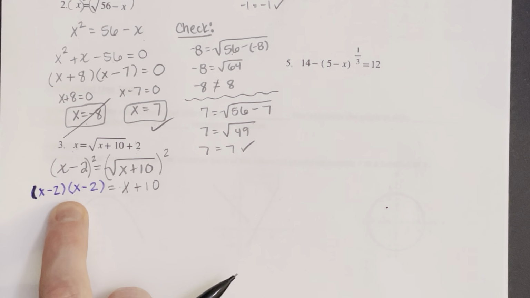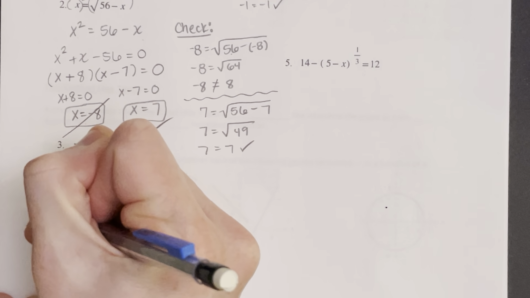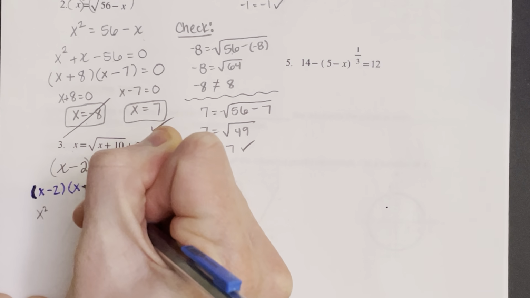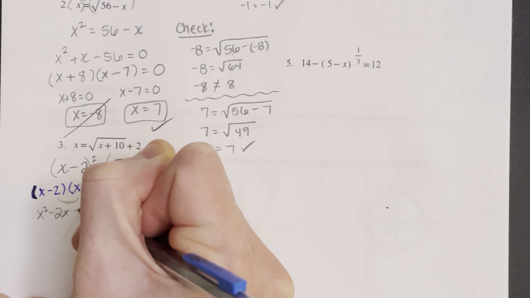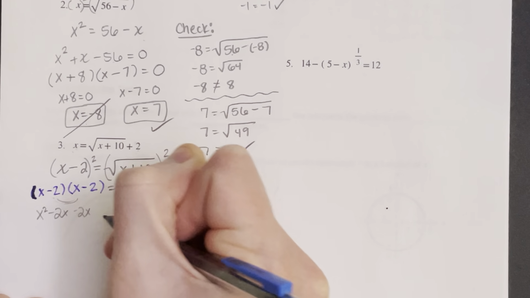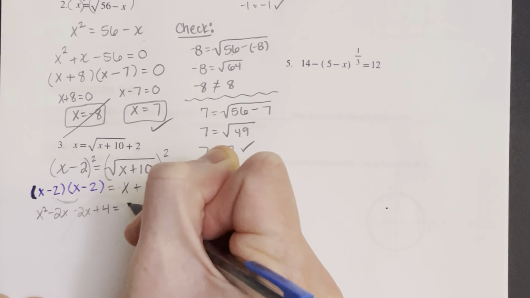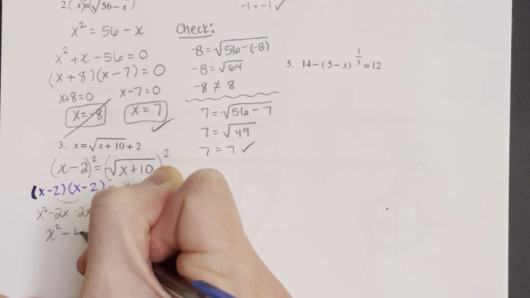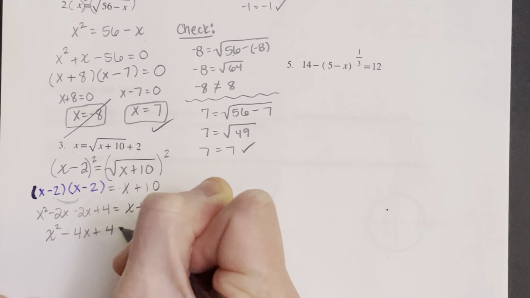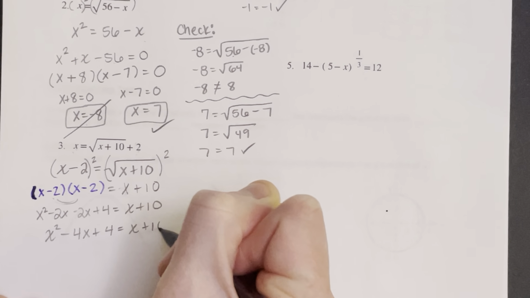But this x minus 2 times x minus 2 needs to be expanded out. This would multiply to give you x squared, a negative 2x, and another negative 2x. Negative 2 times negative 2 is positive 4, which simplifies to x squared minus 4x plus 4 equals x plus 10.